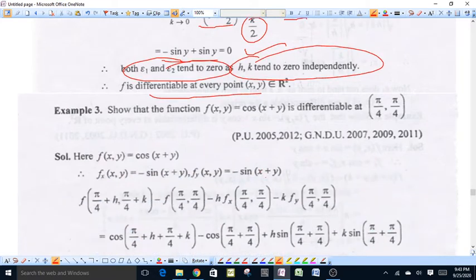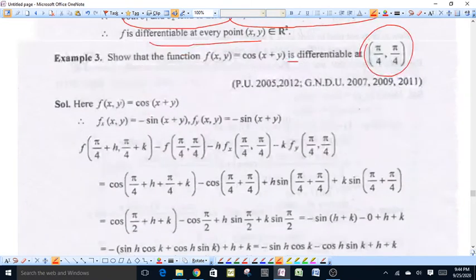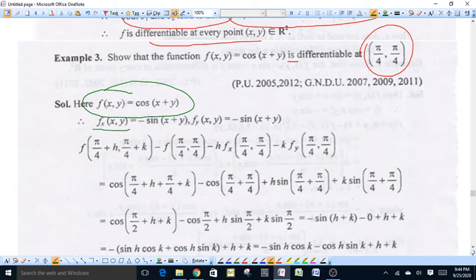Now we take another function f(x, y) = cos(x + y), and we have to show that this function is differentiable at (π/4, π/4). We have f(x, y) = cos(x + y), then the partial derivative of f with respect to x will be equal to -sin(x + y), and f_y, the partial derivative of f with respect to y, will be equal to -sin(x + y).